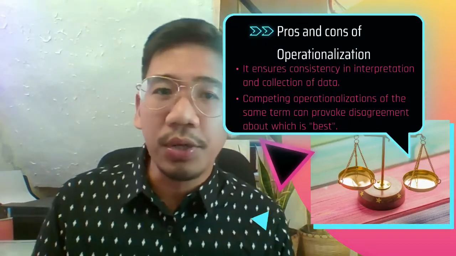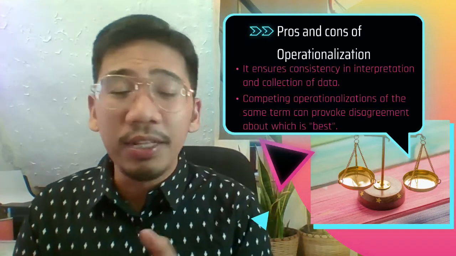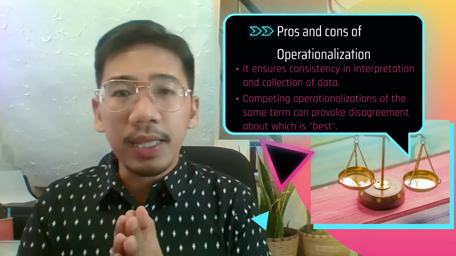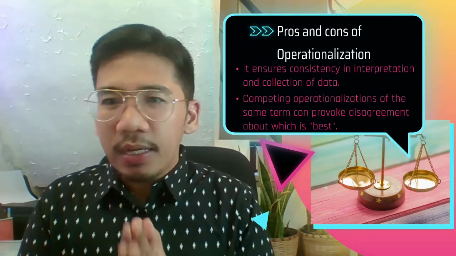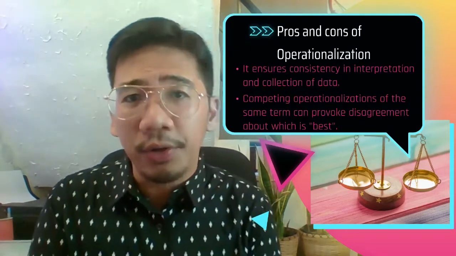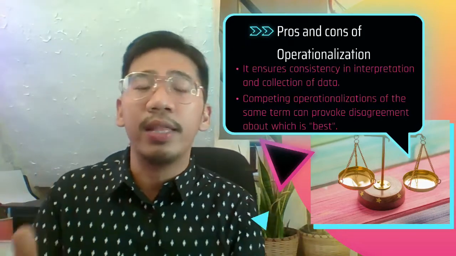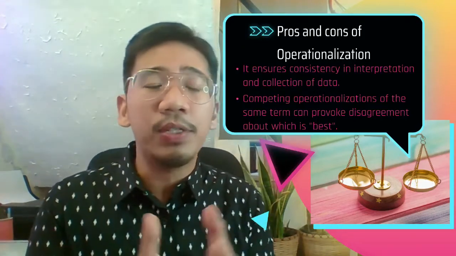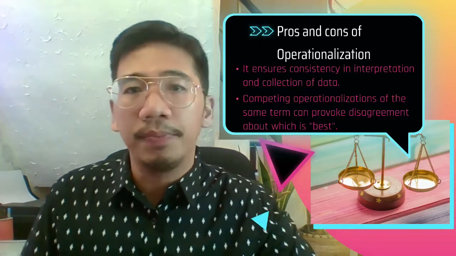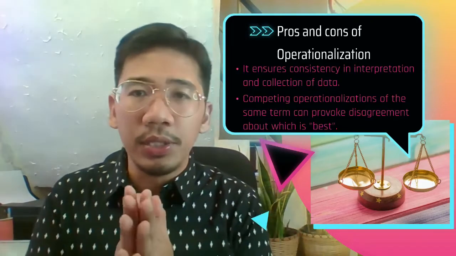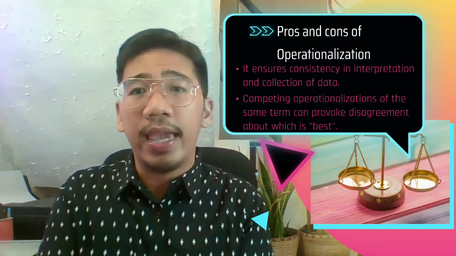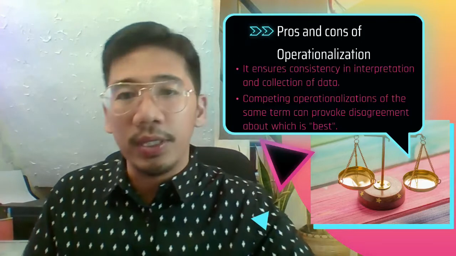Number one, it ensures consistency in the interpretation and collection of data. This means that a particular study can be replicated and its reliability can be measured. Operationalization is therefore an essential component in theoretically centered science because it provides the means of specifying exactly how a concept is being measured or produced in a particular study. A precise operational definition helps ensure consistency in interpretation and collection of data and thereby aids in replication and extension of the study.